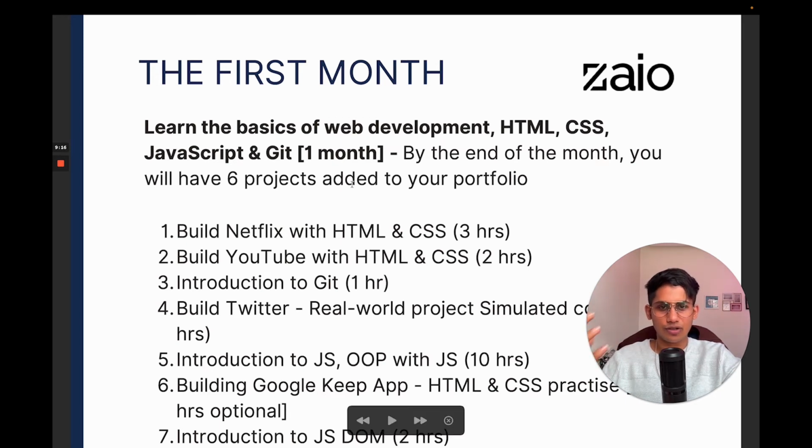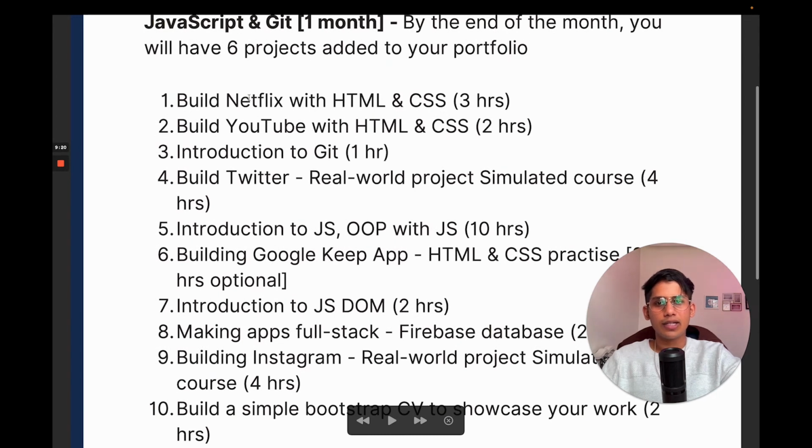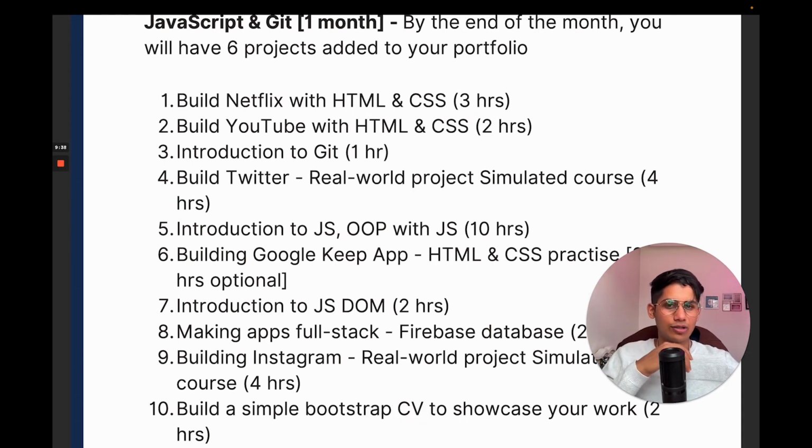So the first thing that you're going to build is the Netflix landing page with HTML and CSS. There's also the estimated duration for doing each of these courses. And then you're going to build YouTube with HTML and CSS. You're going to learn Git. And then this is the real world project simulated course. This is the solo project Twitter, where you'll be able to have check-in sessions with the project manager. It's simulated, and the project manager in this case would basically be the tutor, and you can touch base with the tutor and so on.